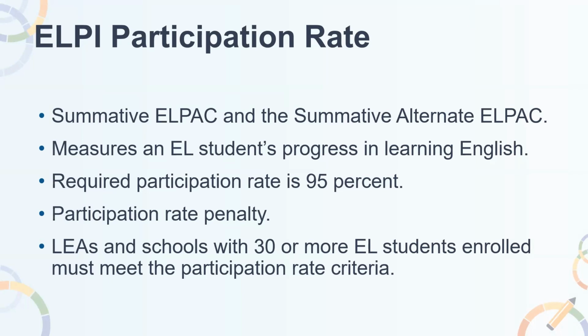Districts and schools that do not meet the 95% participation rate on the summative LPAC and the summative alternate LPAC and have at least 30 students enrolled during the testing window, February 1st to May 31st, will receive a modified LP rate on the California School Dashboard.